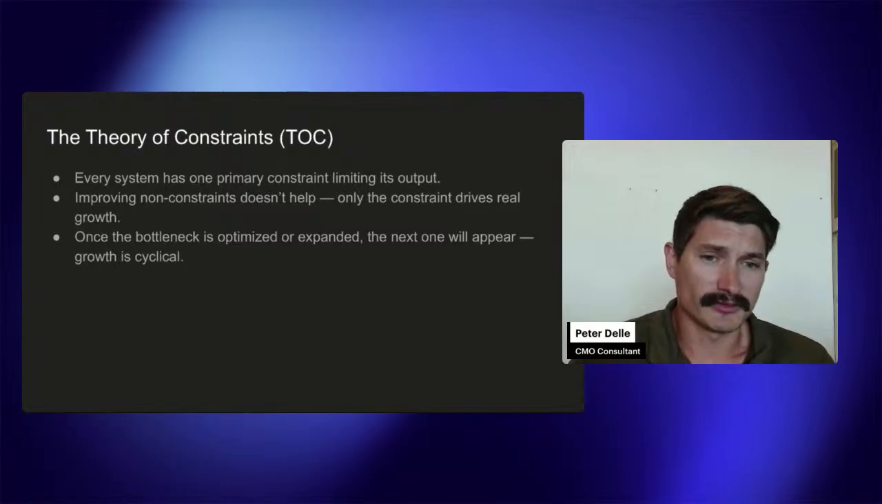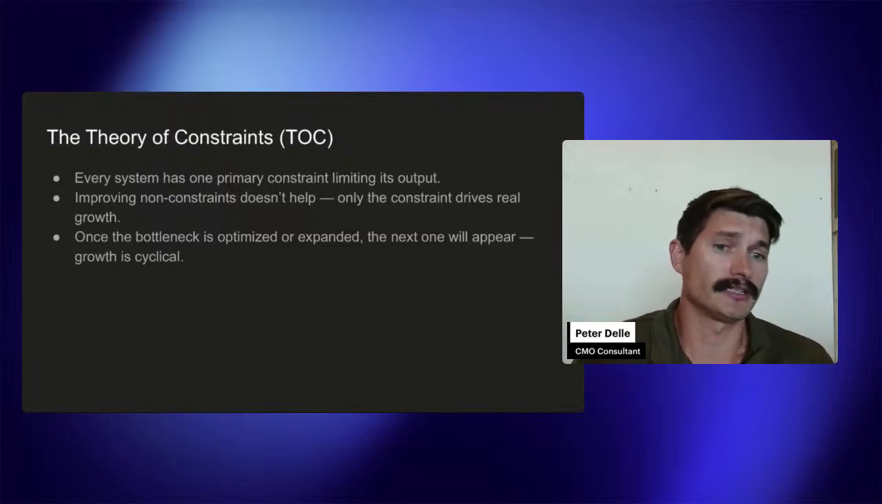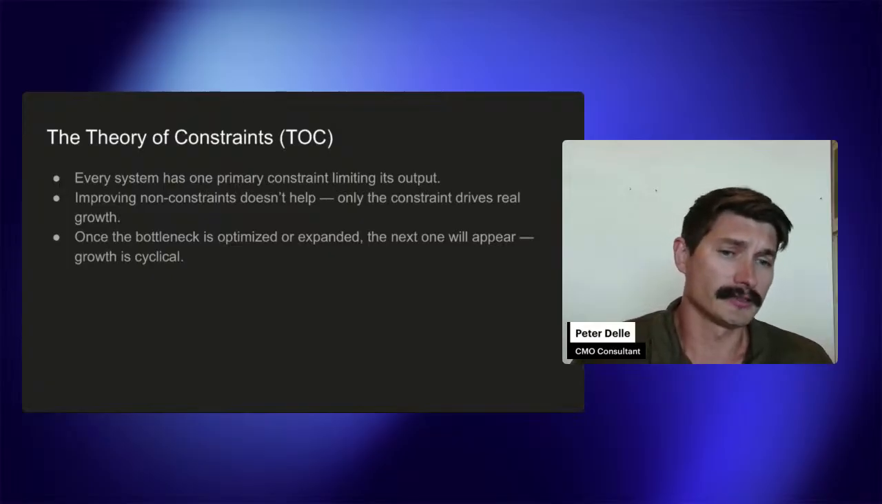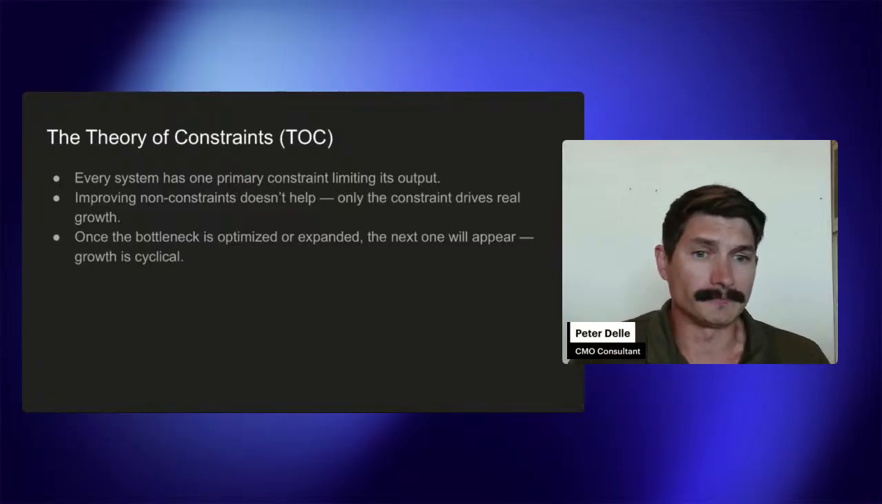Like I said, everything comes from the theory of constraints. Every system has one constraint limiting your output. Improving non-constraints is not going to help at all. Like I mentioned in the sales center example, you could say, okay, we need more sales calls, and so you go and double your advertising spend. But until you solve that constraint, it's not going to turn into any more revenue.